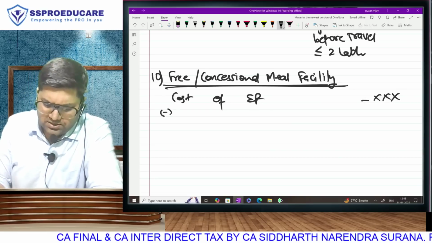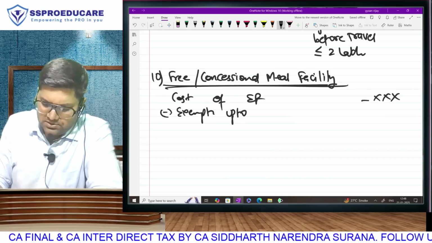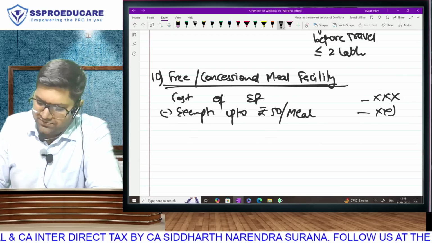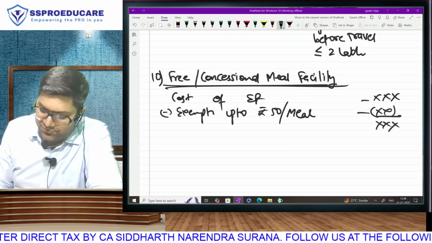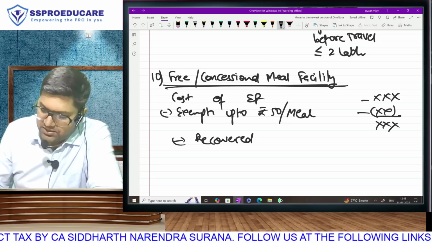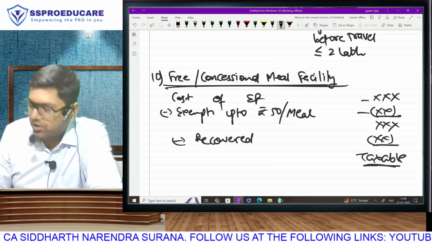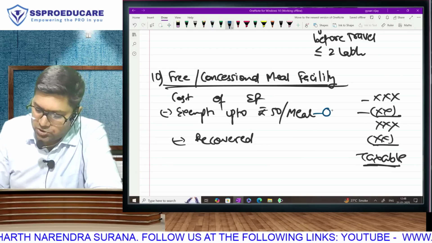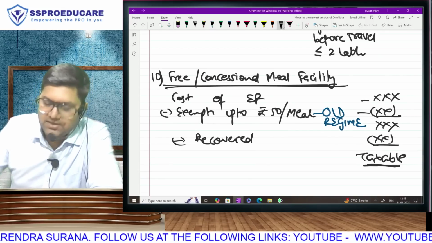Because there is a small twist here that this will be exempt up to rupees 50 per meal. After taking this exemption, only this much is going to be taxable. And of course, in this also, if your employer has recovered something from you, the balance will be taxable. Recovery we subtract for concessional, and this exemption of 50 rupees per meal is also only in the old regime. In the new regime, this 50 rupees benefit also auntie will take away.